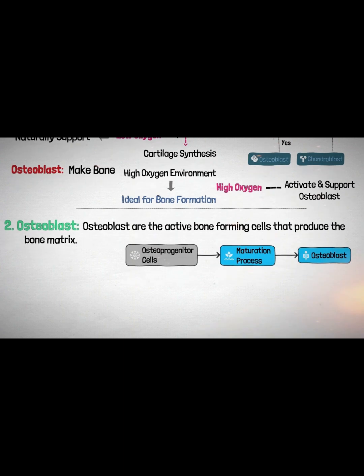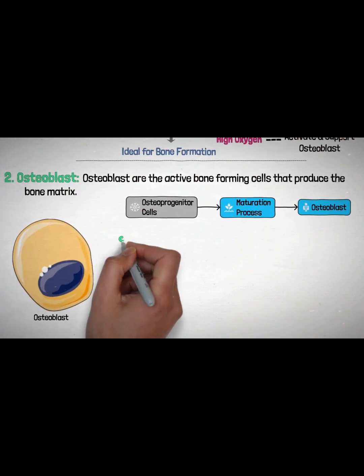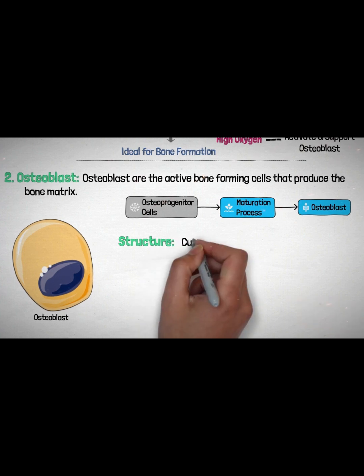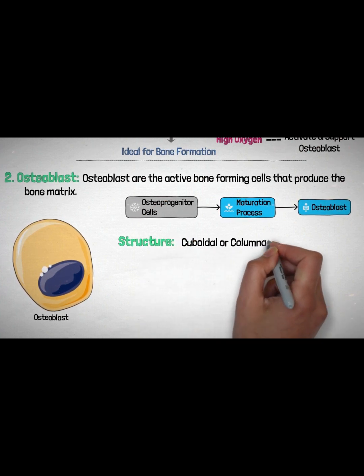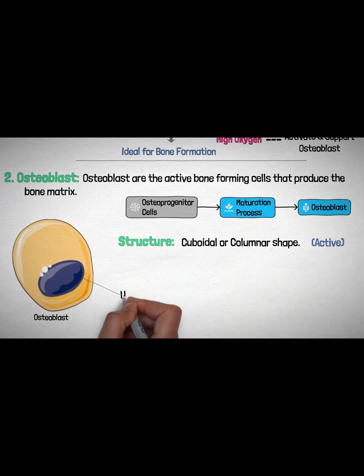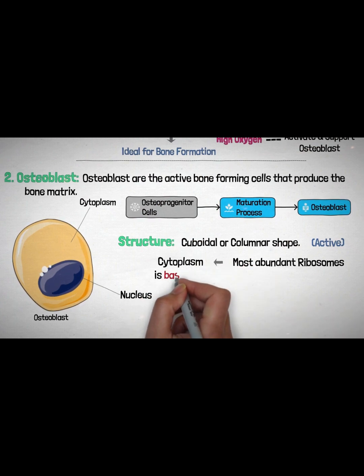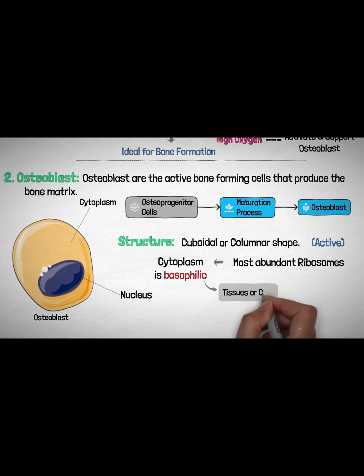Its structure is completely different. It is typically cuboidal or columnar in shape, especially when they are active and forming bone. It has a round-shaped nucleus in the center. Due to the abundance of ribosomes, its cytoplasm is basophilic. Basophilic tissues or cells strongly absorb basic, that is, alkaline dyes. They appear blue or purple under the microscope.